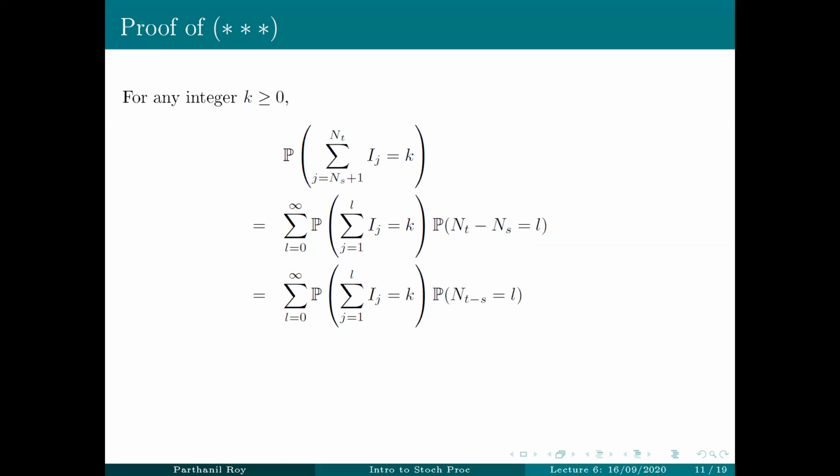Now what is the advantage of that? The advantage is that we can now force a conditioning here. Note that all the I_ij's are independent of N of t minus s. So we can force a conditioning. So this unconditional probability is the same as this conditional probability. That's because N of t minus s is independent of all the I_ij's. And why are we doing this? It will be clear once we go forward.